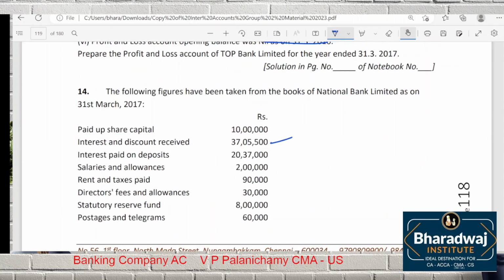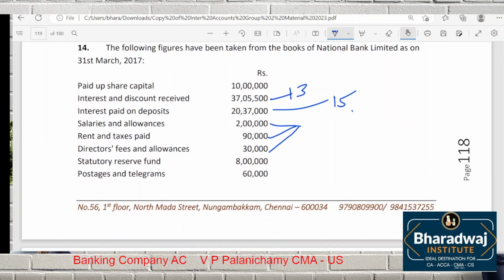So we are given question number 14. Paid up capital is a balance sheet item. Interest and discount receipt will come in 13. Interest paid on deposits will it be 14? No, 15. Salaries, rent, director's fees will come in operating expenses 16. Statutory fund, that reserve fund will come in reserves and surplus when we prepare balance sheet. Postage and telegrams, it will come in 16.